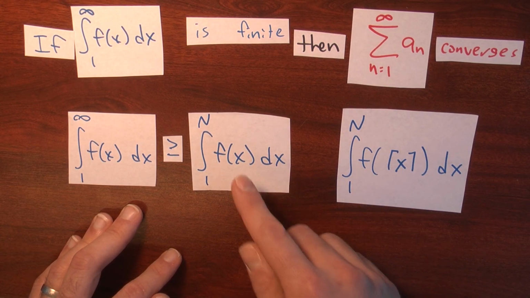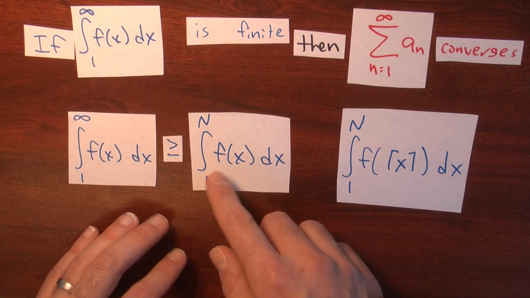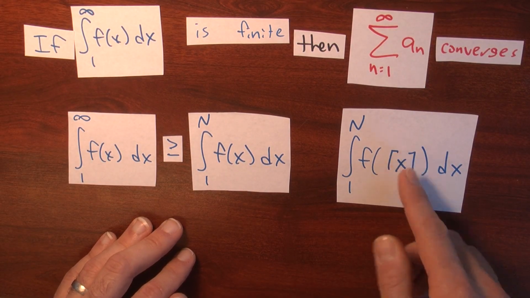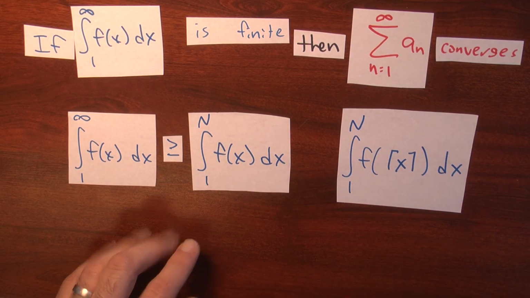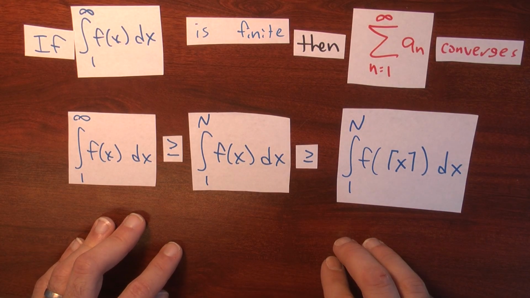Well, the ceiling of x is always at least as big as x. But because f is decreasing, f sends bigger inputs to smaller outputs. So f of the ceiling of x is less than or equal to f of x. And that means this integral is an overestimate of this integral.